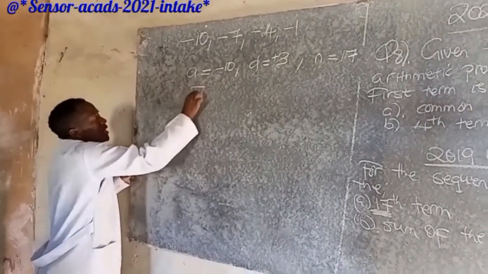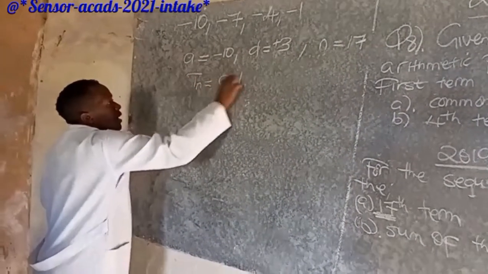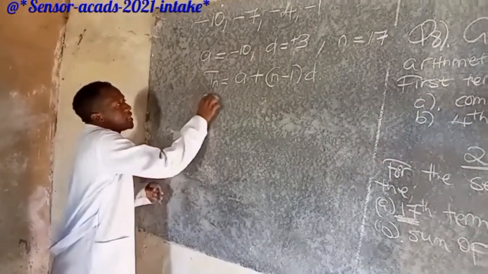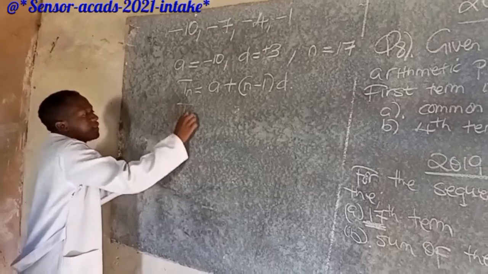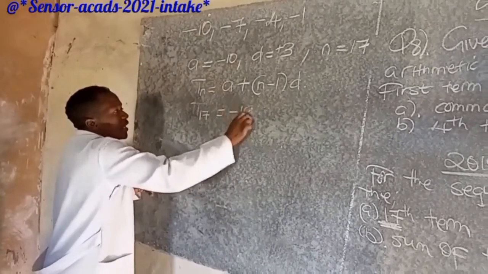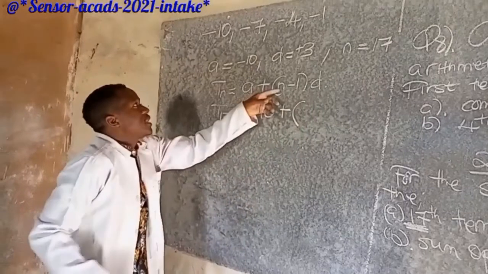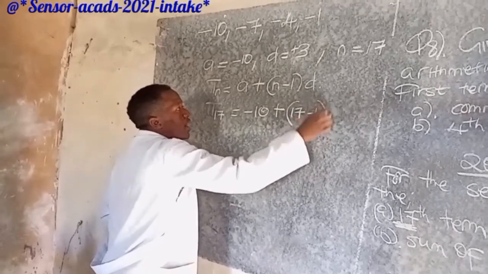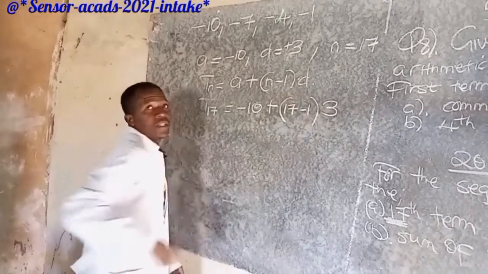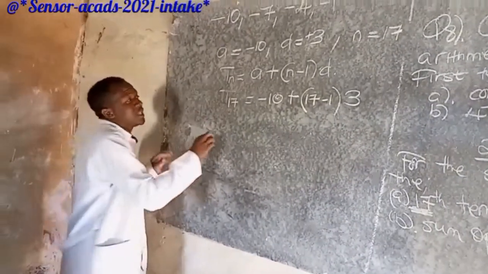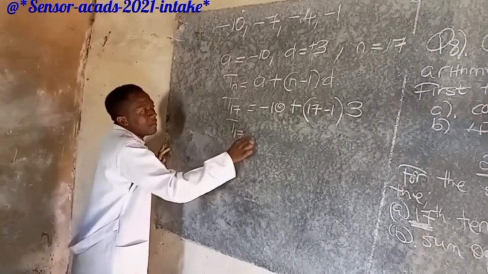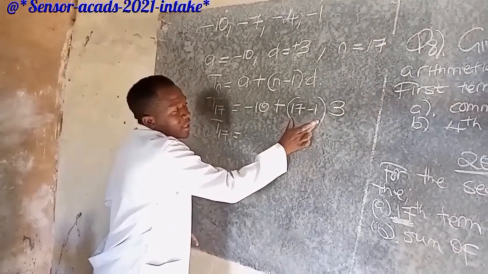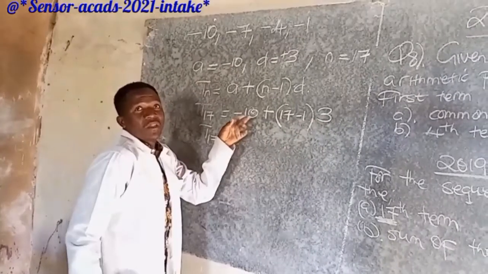Then I'm going to say the nth term equals a plus n minus 1 times d. Where there is n, we replace it with 17. Where there is a, negative 10 plus, then where there is n, we replace it with the same 17, so 17 minus 1. Where there is d, we replace it with a positive 3. At this particular moment, all that remains is to evaluate the things inside the brackets, multiply by 3, then add to negative 10.